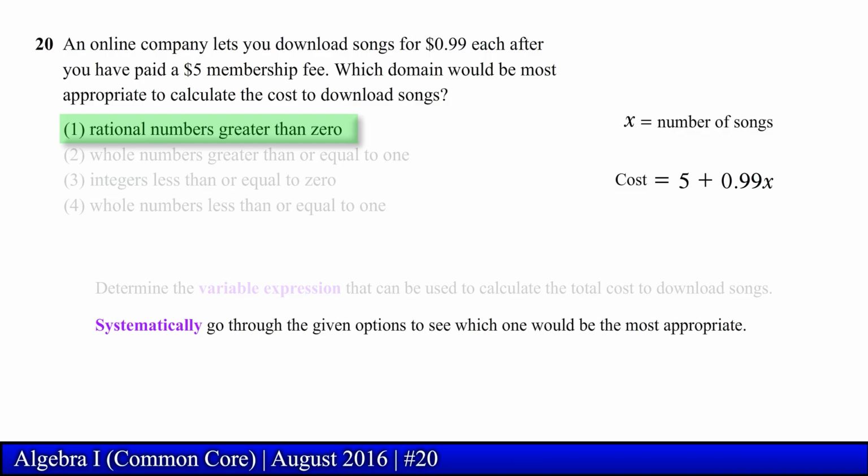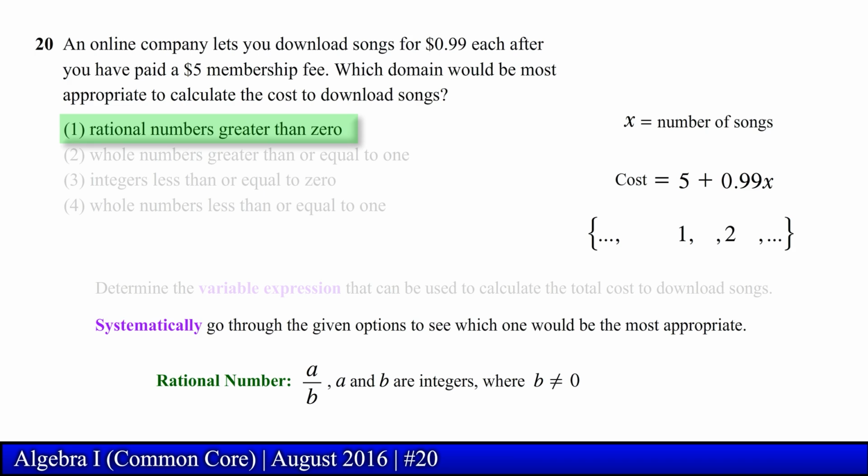Option 1 reads, rational numbers greater than 0. Recall that the set of rational numbers consists of all the numbers of the form a over b, where a and b are integers, provided that b does not equal 0. The set of numbers includes numbers such as 1, 2, 3, as well as fractions such as 1/2, 3/2, and 1/8.